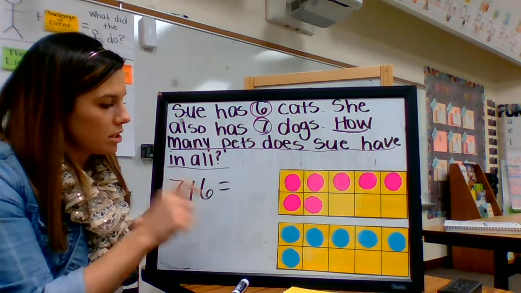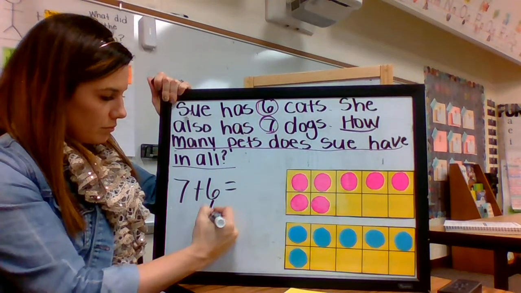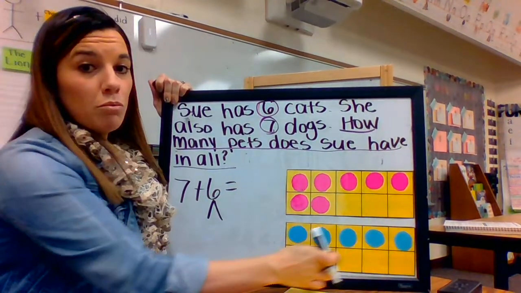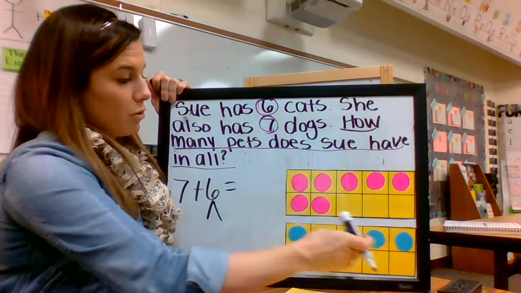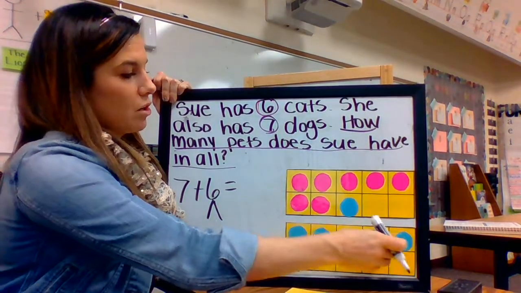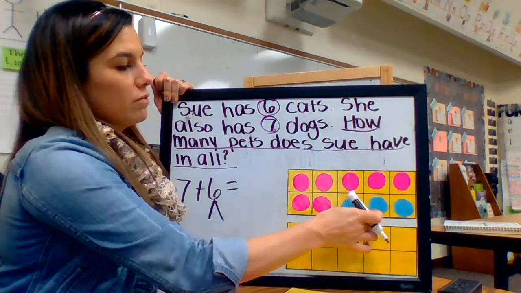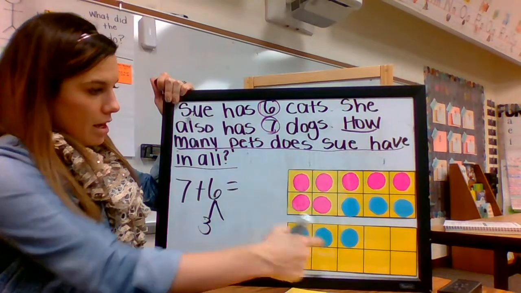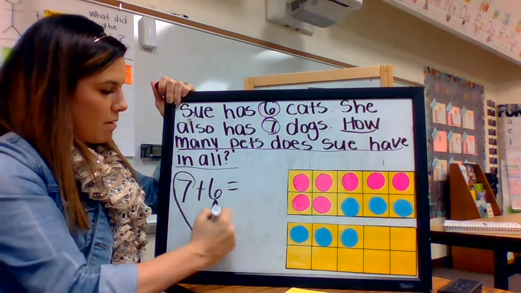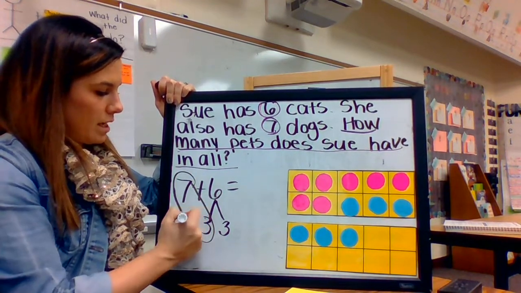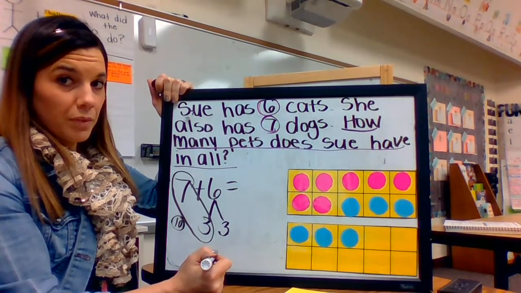So what I'm going to do is move my cats up to fill in my 10 frame with my dogs, because remember, we just want to know how many pets there are all together. So I moved 3 cats and I have 3 left over. Remember, 7 plus 3 equals 10, right? So here's my group of 10.